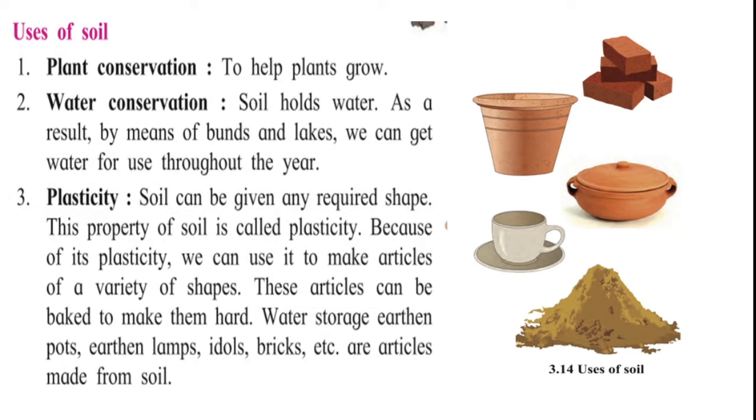Plasticity. Soil can be given any required shape. This property of soil is called plasticity. Because of its plasticity, we can use it to make articles of a variety of shapes. These articles can be baked to make them hard. Water storage, earthen pots, earthen lamps, idols, bricks, etc. are articles made from soil. So you can see bricks, it is baked.